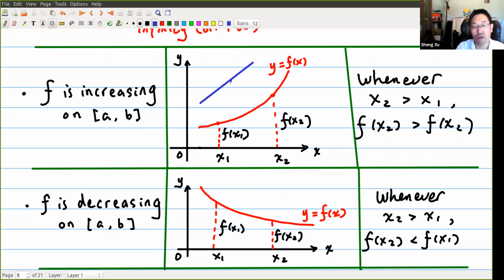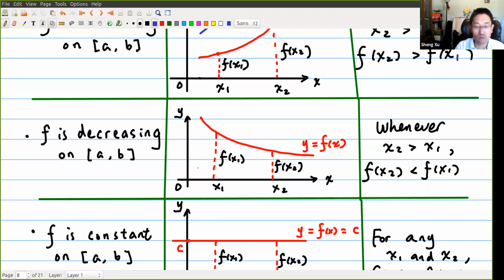Remember that? So mathematically speaking, we say if x2 is bigger than x1, so when you move from left to right, then f(x2) is greater than f(x1), right? So the function value also increases. Similarly, f is decreasing on a to b, meaning what? You have an interval from a to b, and given any two points, the graph of this function is decreasing, right?